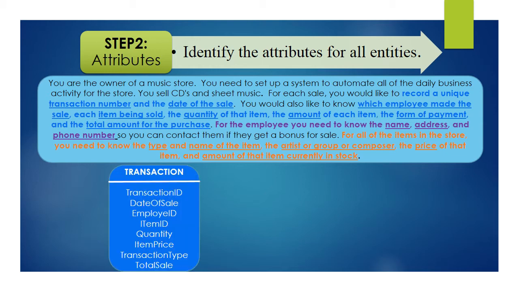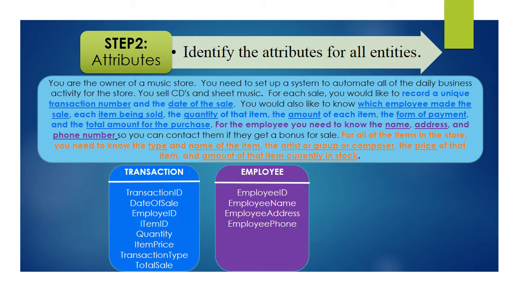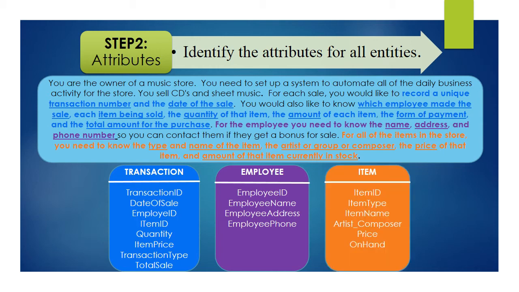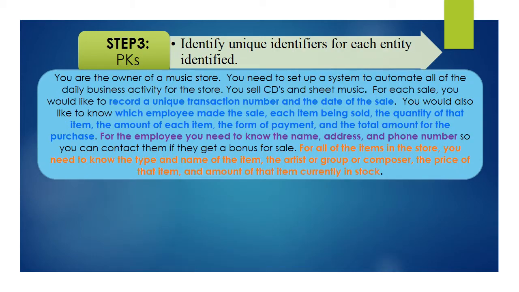For the employees table, I have chosen the employee ID, the employee name, employee address, and employee phone as the attributes. For the item table, I have chosen item ID, item type, item name, artist composer, price, and on hand as the attributes. When choosing the attributes for the entities, you may have come up with different names, and that would be okay. It is important that you pick attribute names that make sense so that when you are working with the database later when coding, the attributes make sense. Let's move on to step 3.